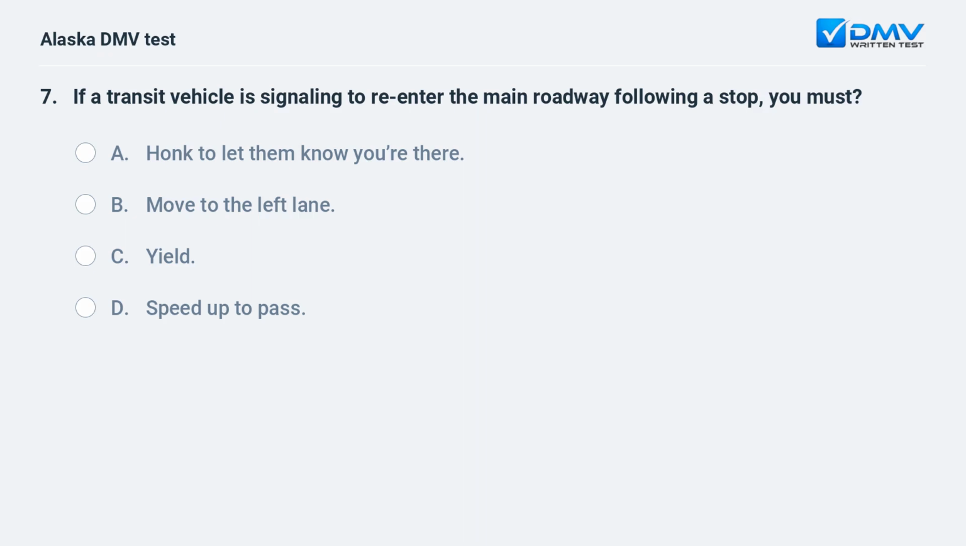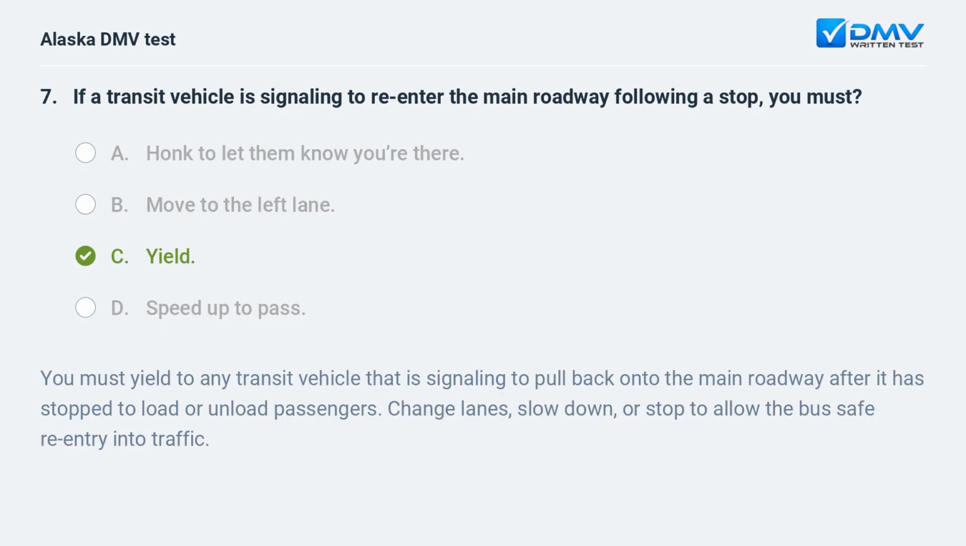If a transit vehicle is signaling to re-enter the main roadway following a stop, you must a. honk to let them know you're there, b. move to the left lane, c. yield, d. speed up to pass.